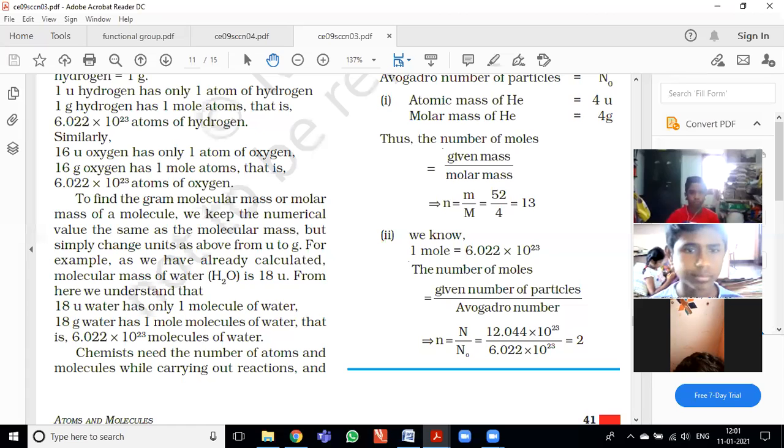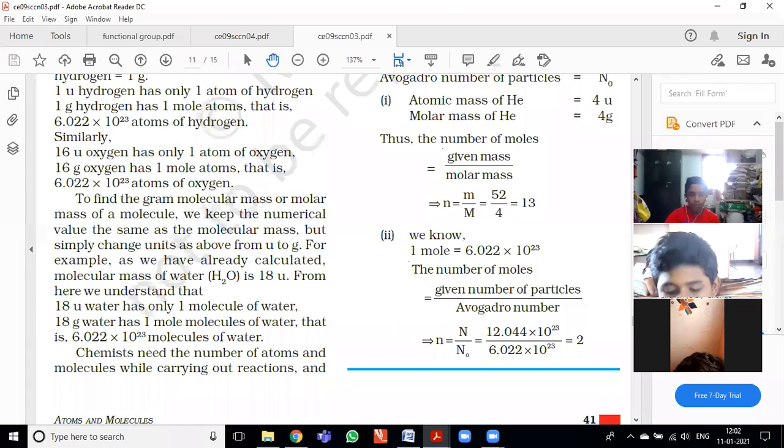So 1 mole, you can calculate the number also. This is the formula: 1 mole is equal to 6.022 into 10 to the power 23. Number of moles is equal to given number of particles by Avogadro number. So n is equal to N by N naught. Given number of particles is 12.044 into 10 to the power 23, divided by 6.022 into 10 to the power 23, is equal to 2.